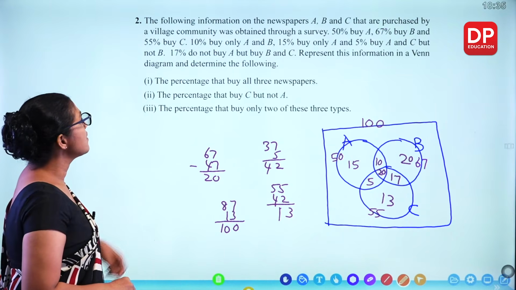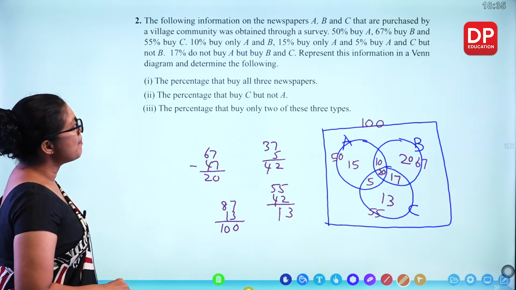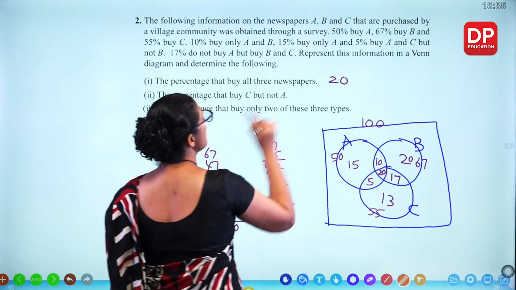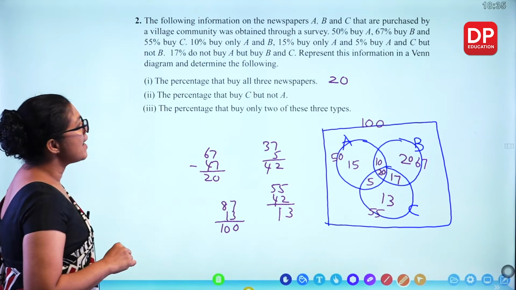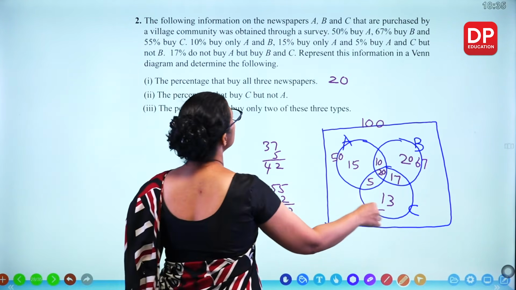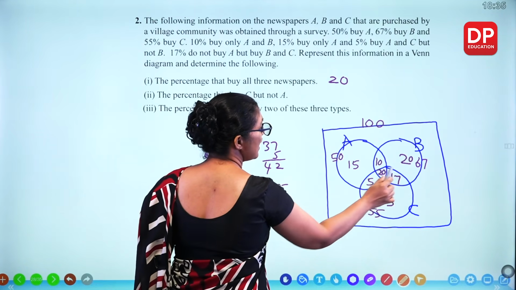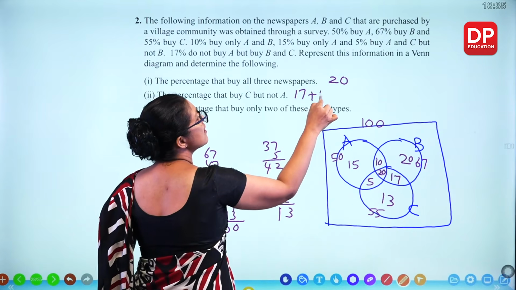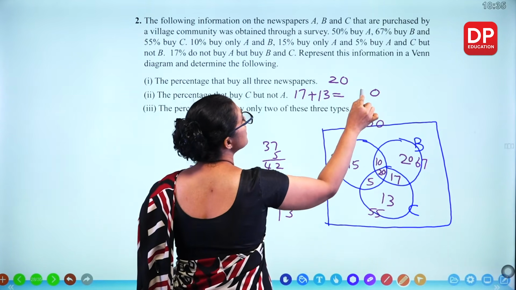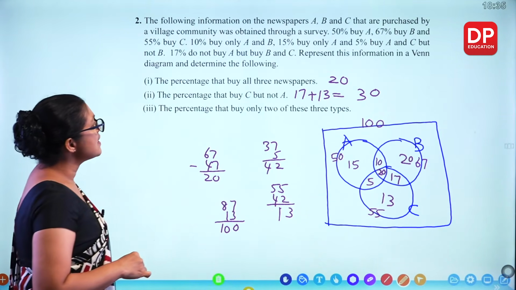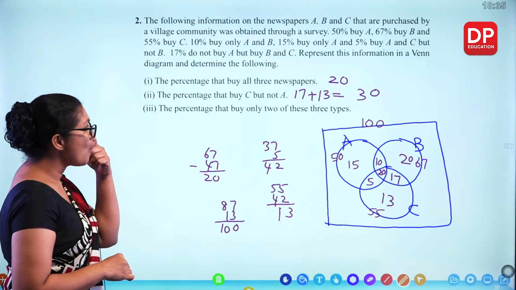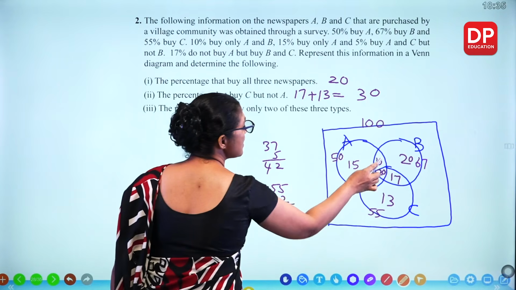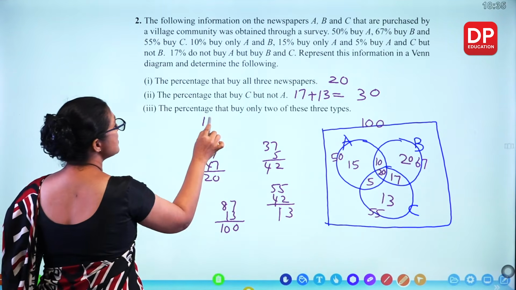Now we'll try to answer the questions. The percentage that buy all 3 newspapers is this part, that's 20. The percentage that buy C but not A: this one, so 17 and 13. So altogether you get 30. The percentage that buy only 2 of these 3 types, only 2: 10, 5 and 17.